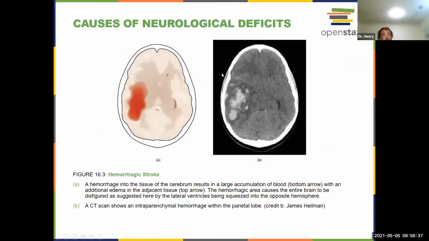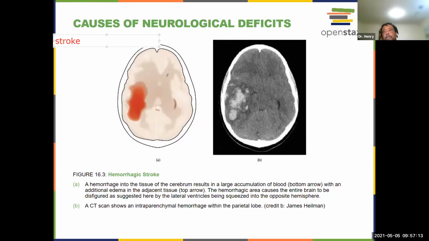Okay, so causes of neurological defects or deficiencies. One of the causes is stroke. That's one of our leading causes. And you guys know what a stroke is a result of? Not that I'm really sure. I've heard of it, but I'm not really sure.